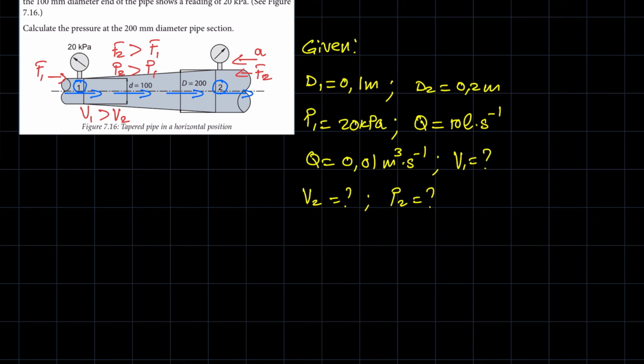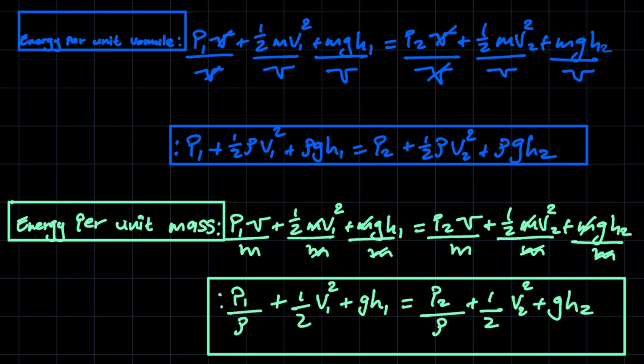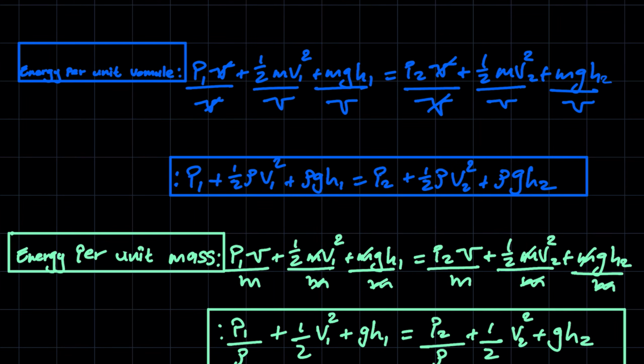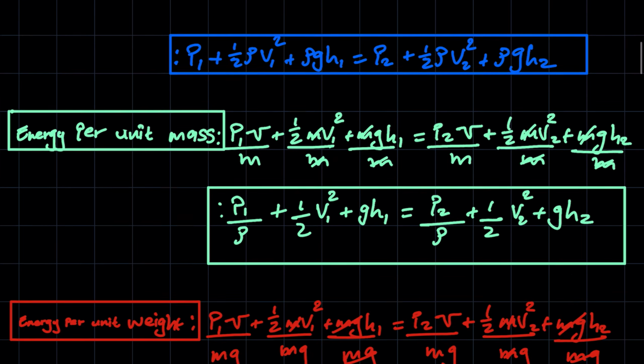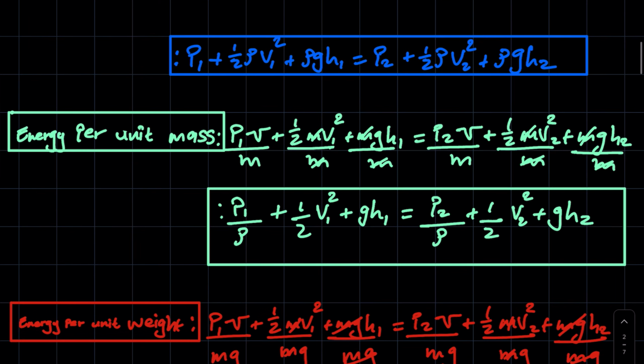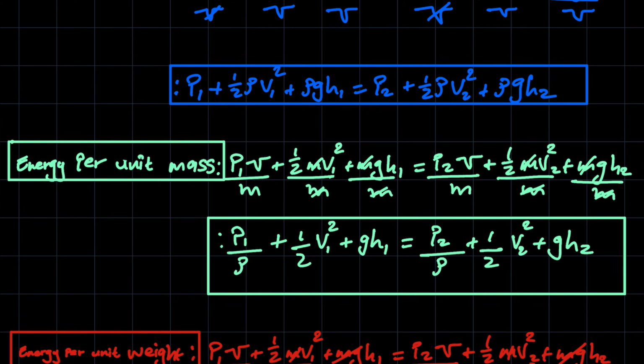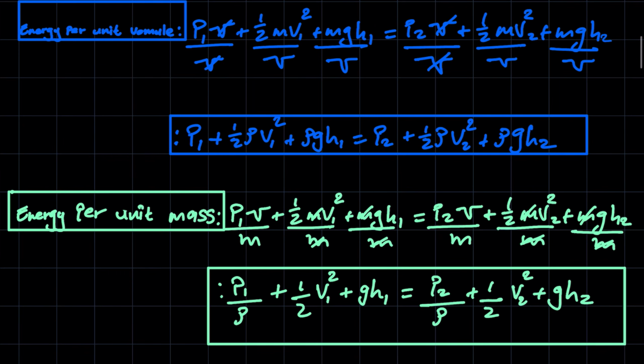We have three variations of Bernoulli's equation. We have one that is energy per unit volume, one that is energy per unit mass, and one that is energy per unit weight. You can use any of the three variations, depending on which one is convenient. For instance, if you look at energy per unit volume, each of the terms in the equation is in terms of pressure, so each of the terms is in terms of Pascal.